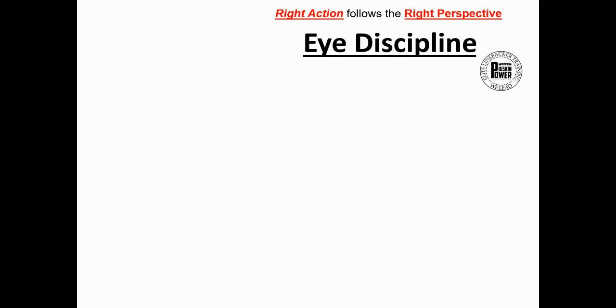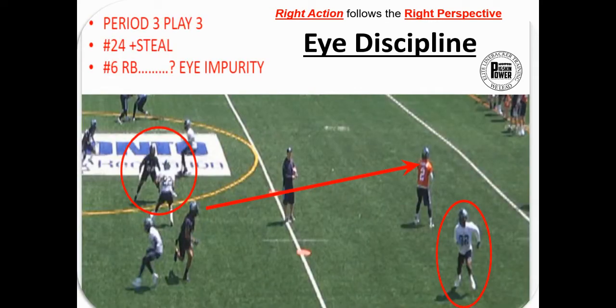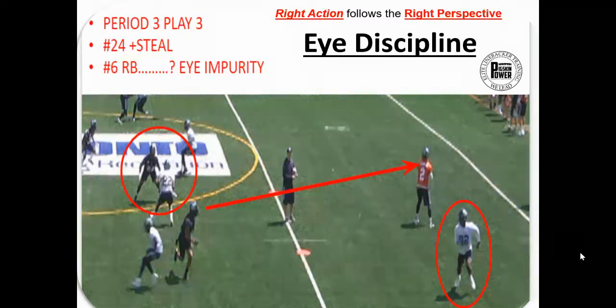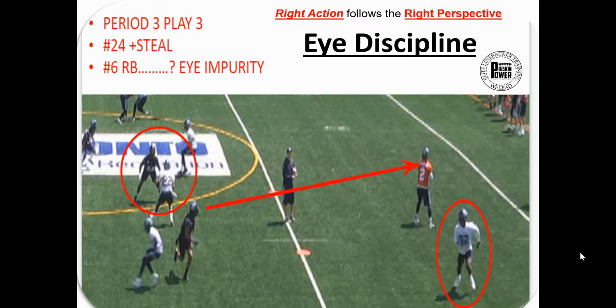So eye discipline is really important. And again, I can't reiterate it enough. Right action follows a right perspective. So here is, just as I said, a slide right from practice video. You can see right there, period 3, play 3, right? So we're going to look right here, and you can see the inside linebacker that I've got the circle to the left on. He's turned. We're playing a cover one, and he's got a steal technique or a steal responsibility.